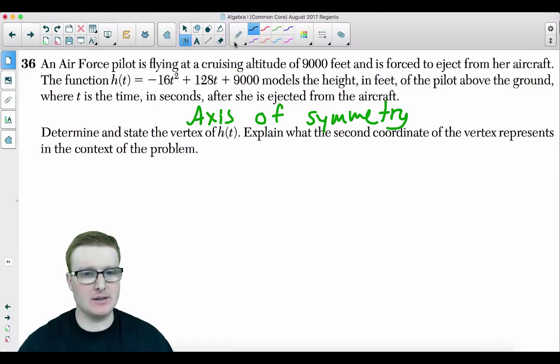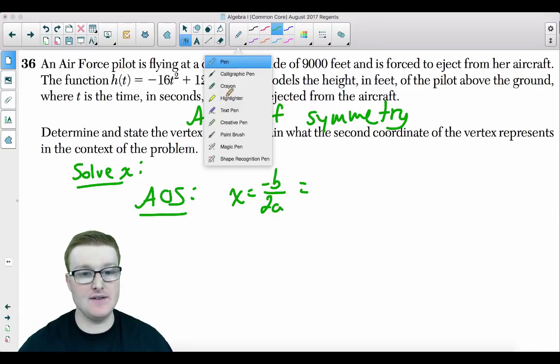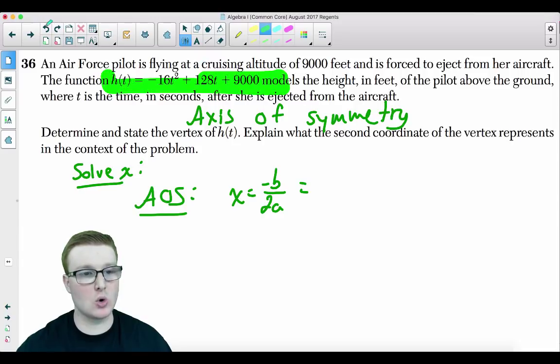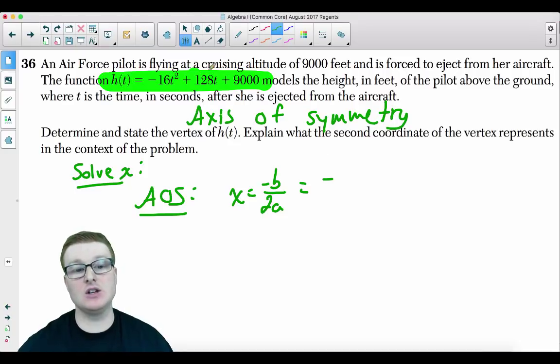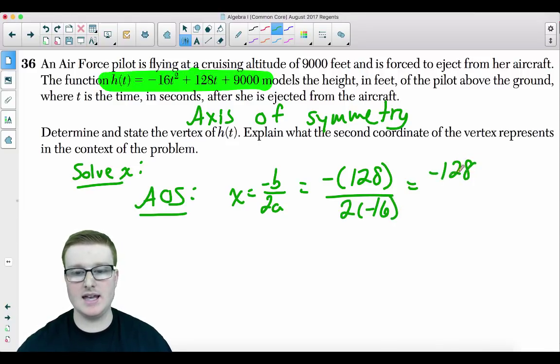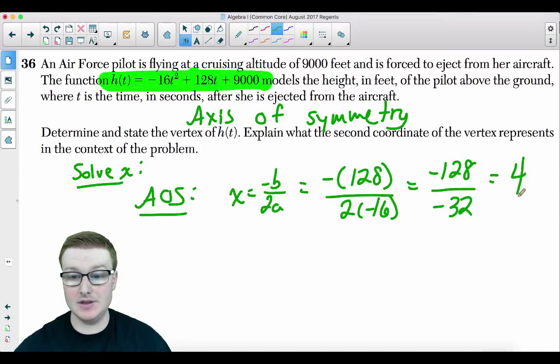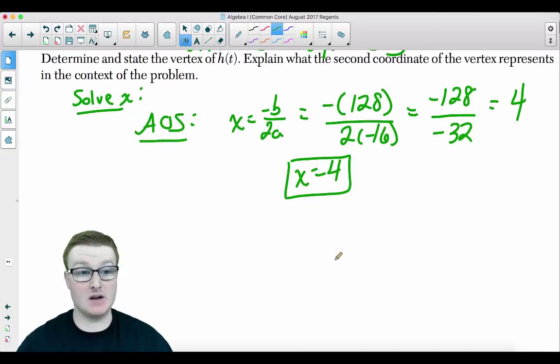So what I'm going to do is I'm going to solve for x first. The axis of symmetry formula is x is equal to negative b over 2a. So we're taking the information given in our equation and we're plugging in the corresponding numbers into our formula. So we have negative. Now the b value is 128. It's that middle number. Negative 128 divided by 2 times negative 16. This gives us negative 128 divided by negative 32. When you reduce this down, this gives you the number 4. So x is equal to 4 in this case. Okay? Now, we need to solve for y.